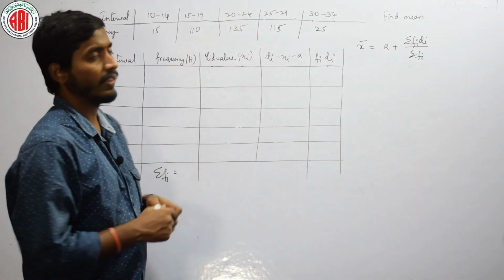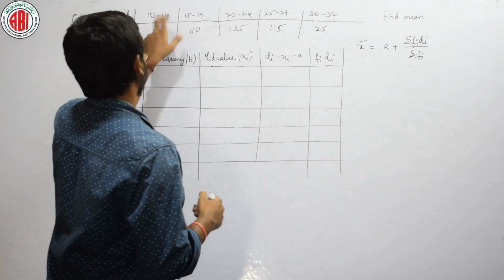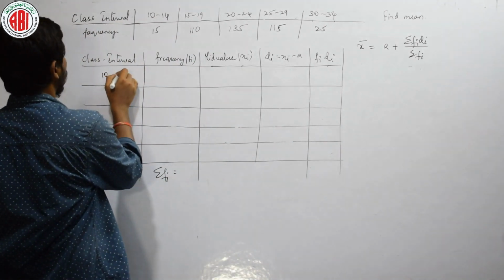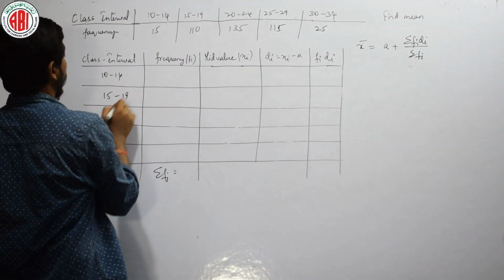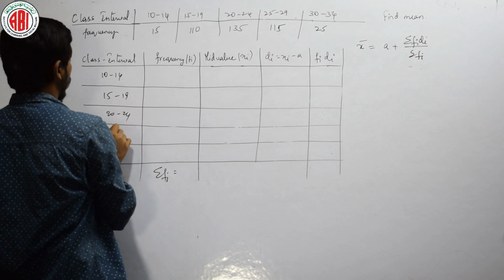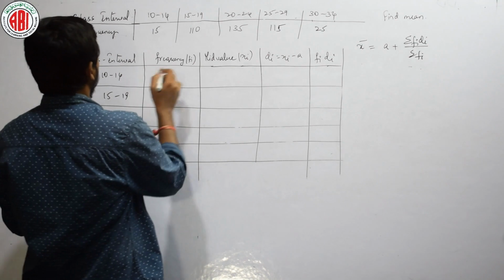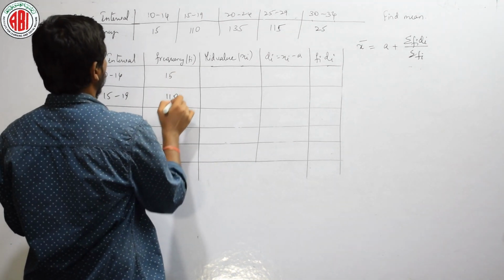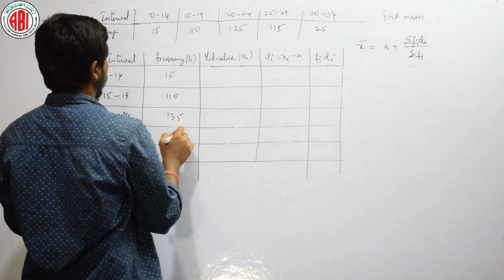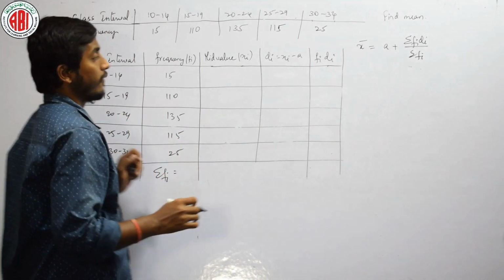Now let us fill this table and let us write 10 to 14, 15 to 19, 20 to 24, 25 to 29, 30 to 34. The frequencies are 15, 110, 135, 115 and 25, right.